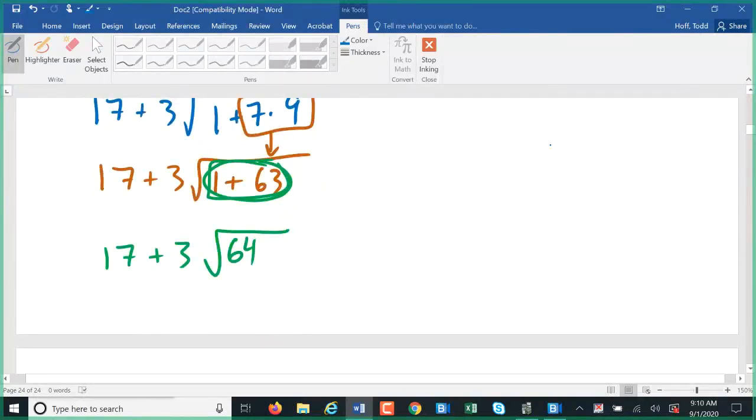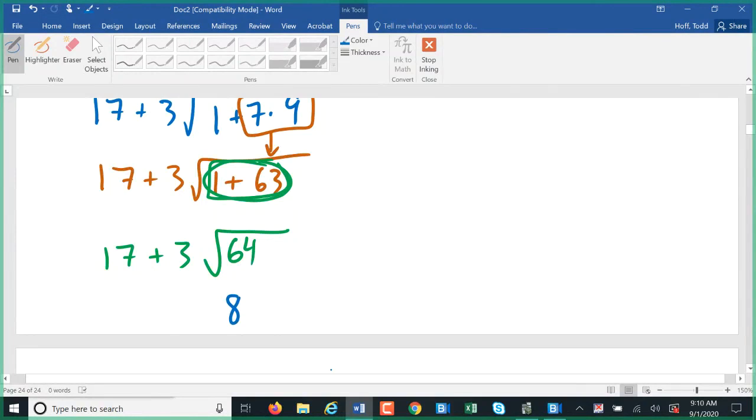So to make sure we can remove it, we have to make sure there's nothing else of higher priority. Well, there are no other enclosing symbols, and there are no other exponents that should happen first. So we can do that square root. We can remove that enclosing symbol. Unlike parentheses, though, we actually have to do something when we remove it. The square root of 64 is 8.